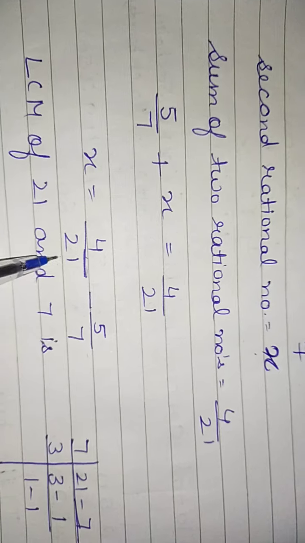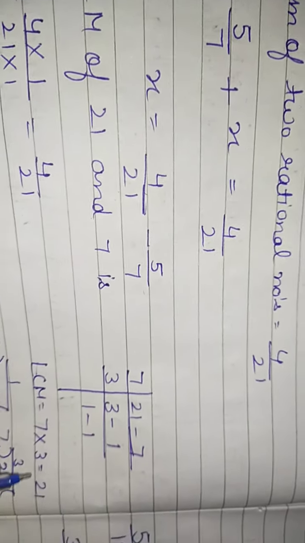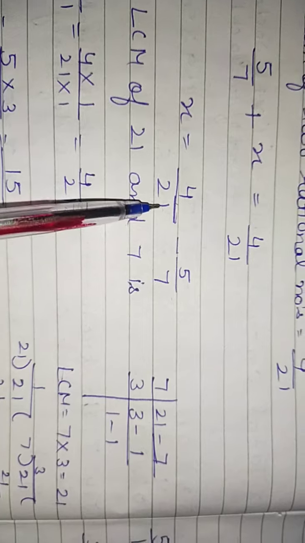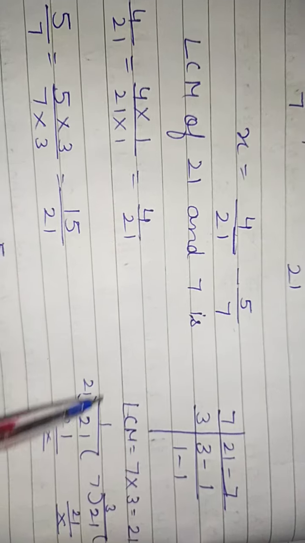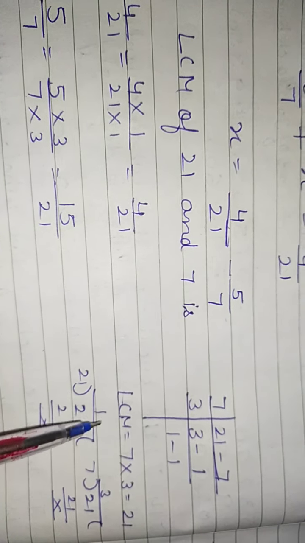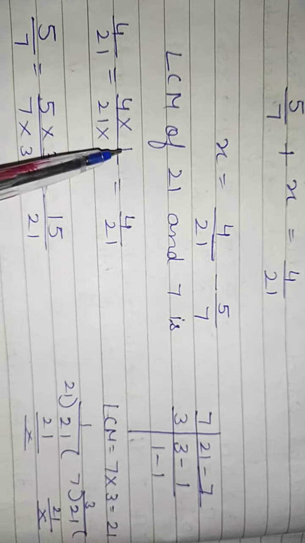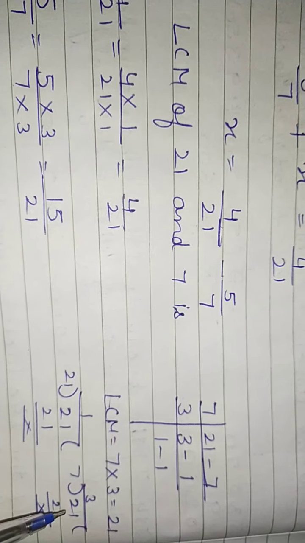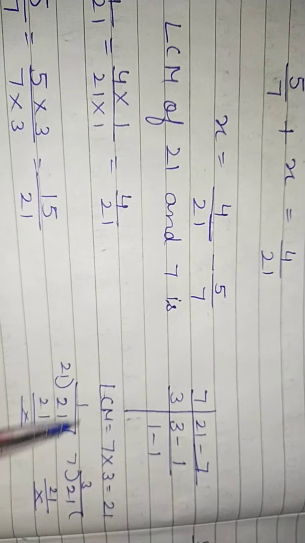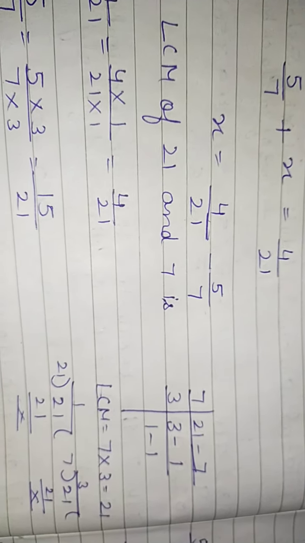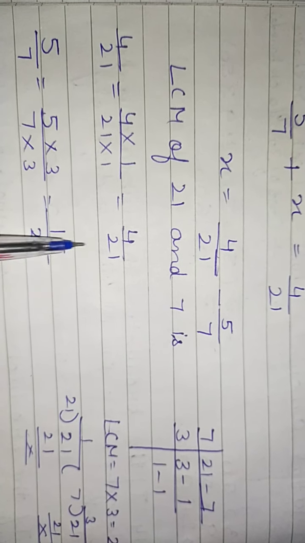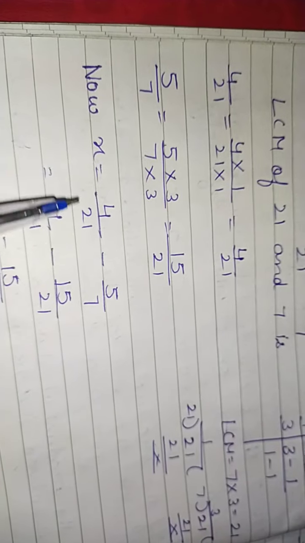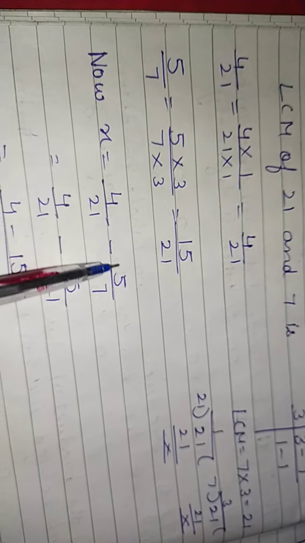Now we have to find the LCM of 21 and 7, and its LCM is 21. Now we will divide 21 by both the denominators 21 and 7 respectively. When we divide 21 by 21, the quotient is 1, so we will multiply both the numerator and denominator by 1. Now we will divide the LCM 21 by the second denominator, that is 7, and its quotient is 3. So we will multiply both the numerator and denominator by 3, and we will get another rational number. Now putting these values, the value of x is equal to 4 by 21 minus 5 by 7.